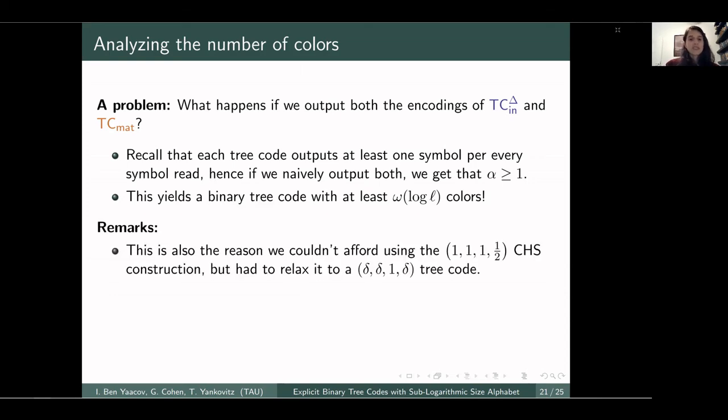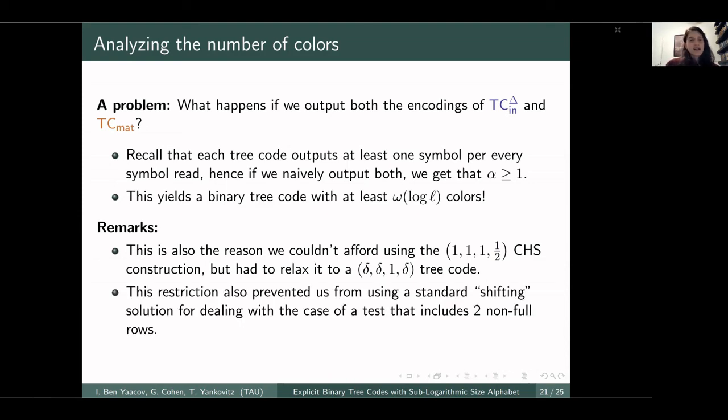This is also the reason we couldn't afford to use the original 1-1-1-1/2 CHS construction, but had to relax it to a delta-delta-1 delta tree code. Another remark is that restricting alpha to be smaller than 1 also prevented us from using a standard shifting solution for dealing with the case of a test that includes 2 non-full rows.